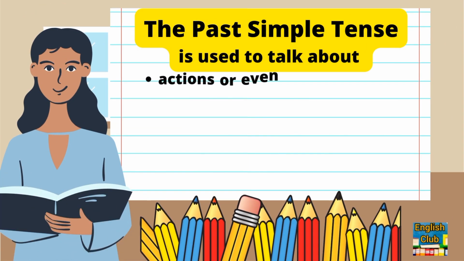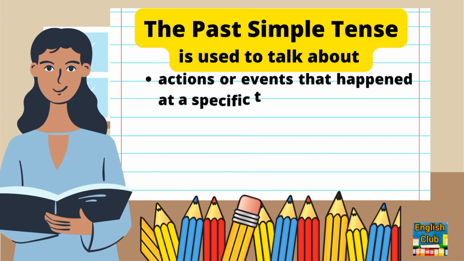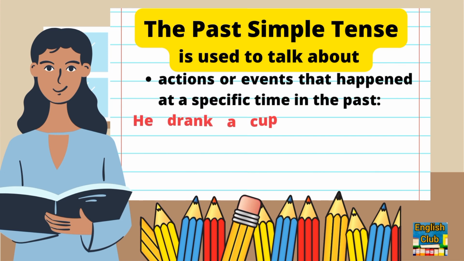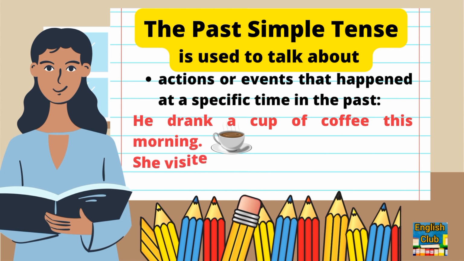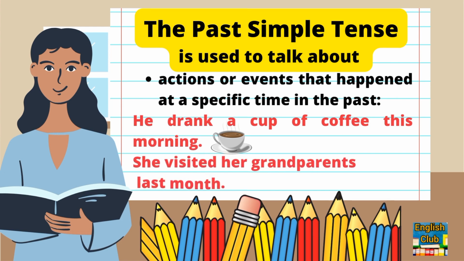The past simple tense is used to talk about actions or events that happened at a specific time in the past. For example, he drank a cup of coffee this morning. She visited her grandparents last month.